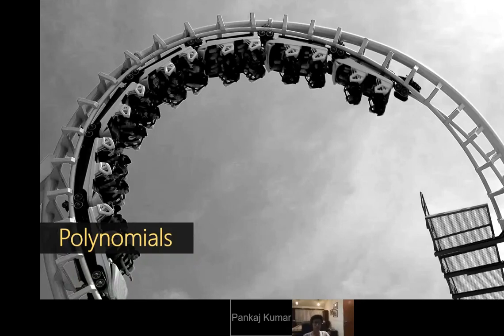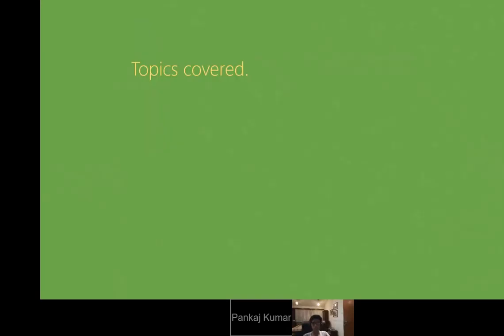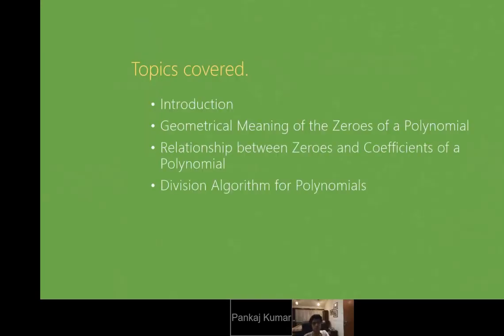So this is our second chapter. These are the few topics that we would be covering in this chapter. Geometrical meaning of zeros, how we interpret the polynomial in a visual manner, and the relationship between zeros and the coefficients of that polynomial for a 2-degree polynomial and a 3-degree polynomial. So basically quadratic and cubic polynomials.